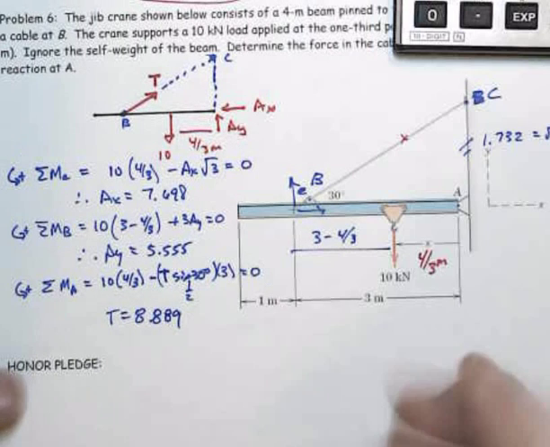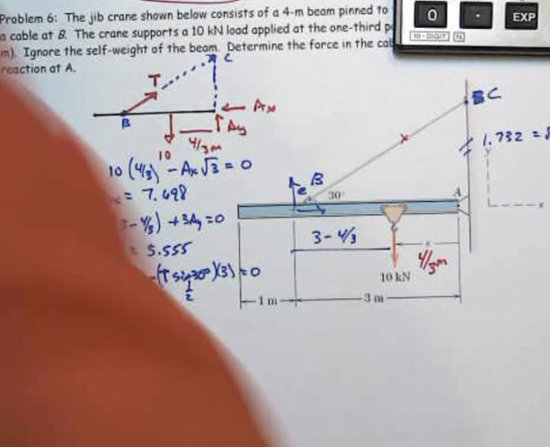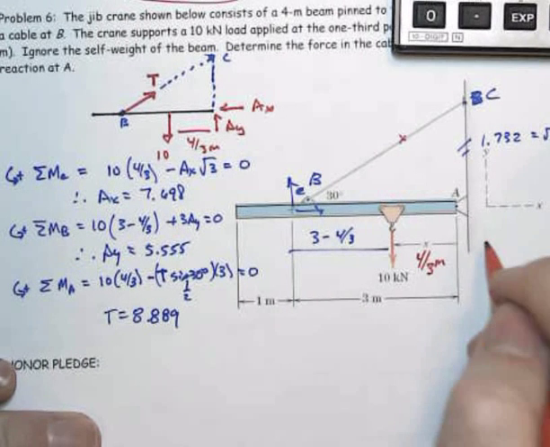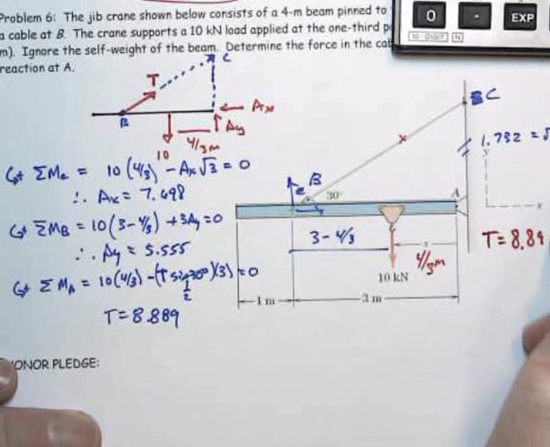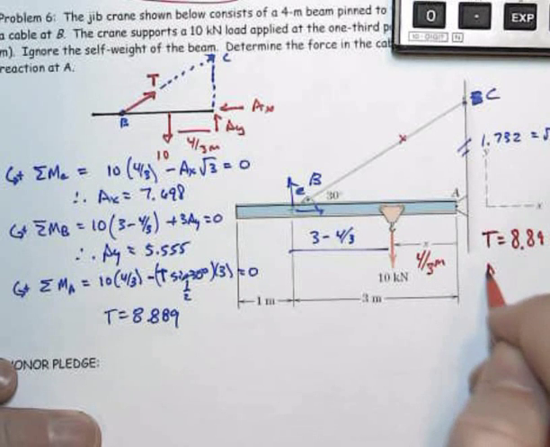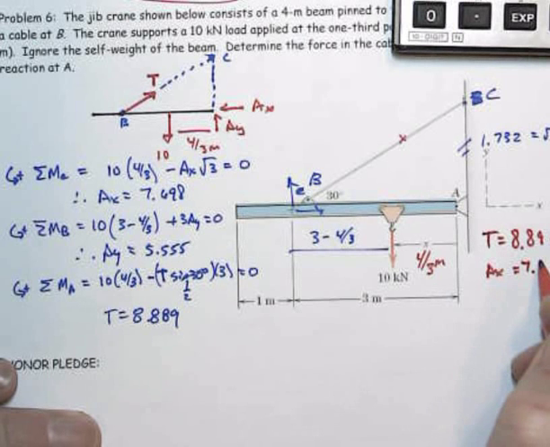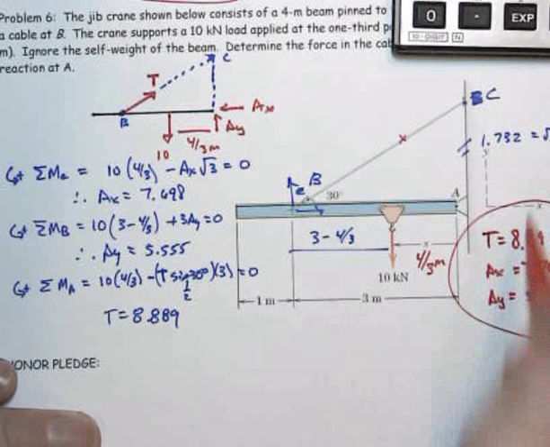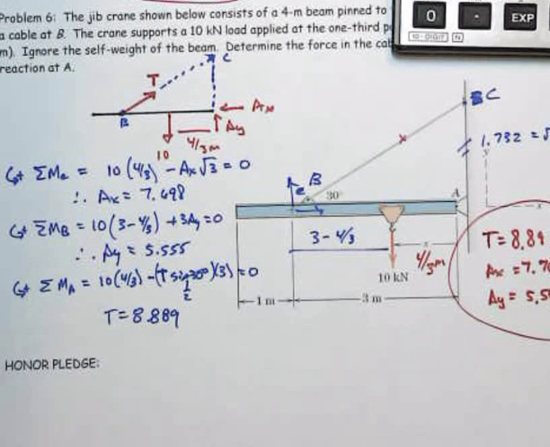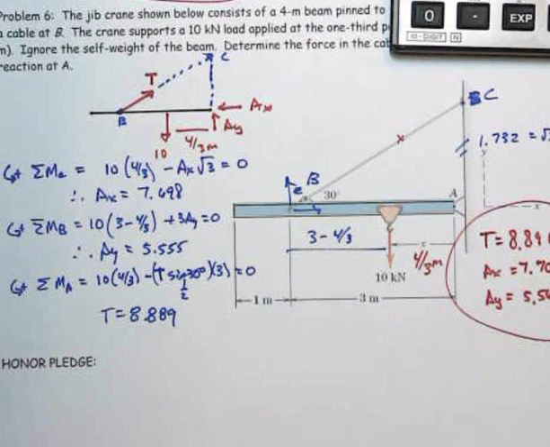And so final answer then that I would report would be that T is equal to 8.89 kilonewtons, that AX equals 7.70 kilonewtons acting to the left, and AY equals 5.56 kilonewtons acting up. Bam, there's your appropriately documented answers. Right? Now, we're not done, right?